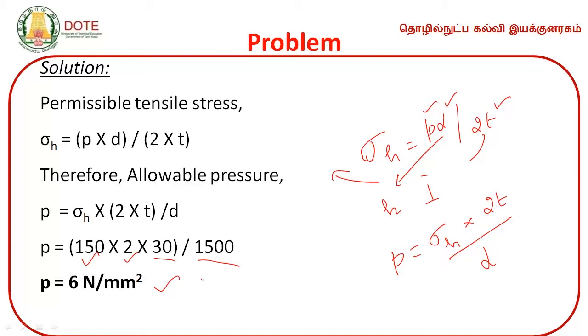So we take down the result. Allowable pressure of gas P is equal to 6 Newton per mm square. Don't forget the unit. If you don't write the unit, there is a chance of losing marks. So don't forget to write the unit for each and every value given in the problem.